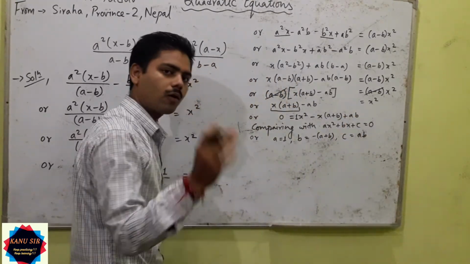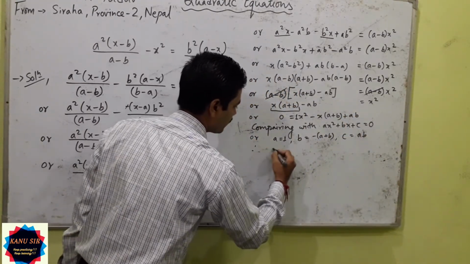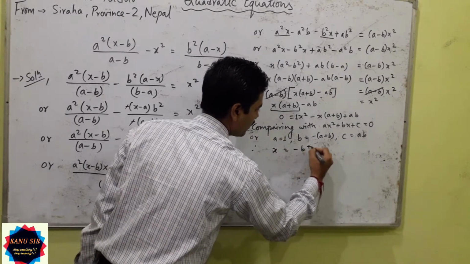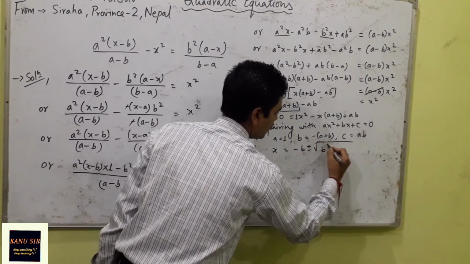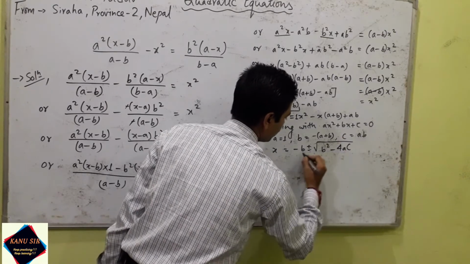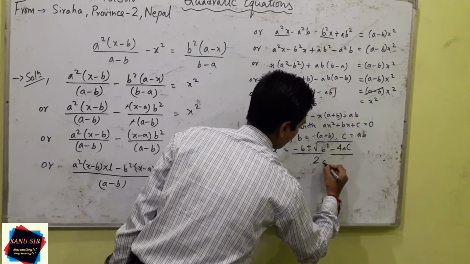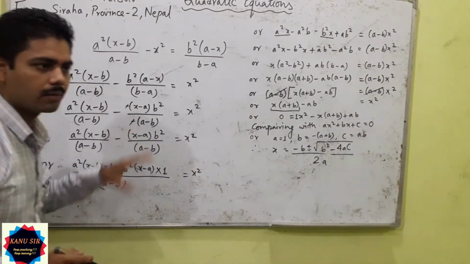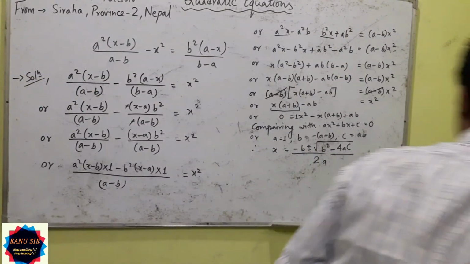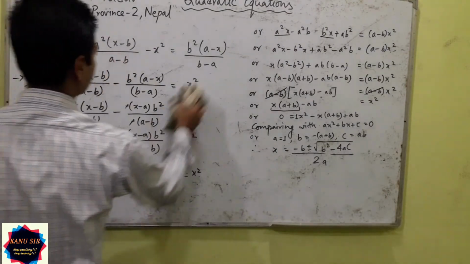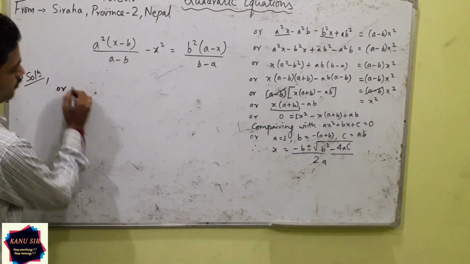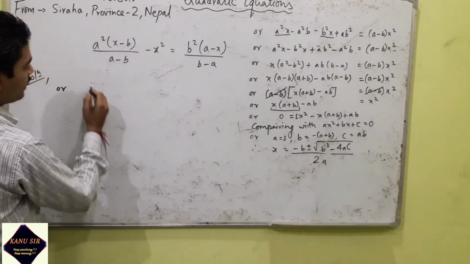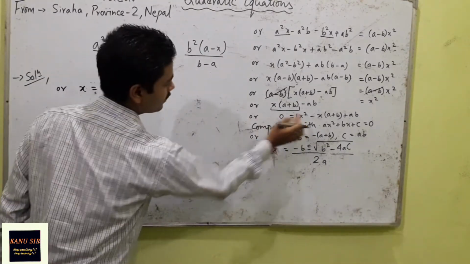Now you must know the formula of the quadratic equation, that is x equals minus b plus minus under root b square minus 4ac upon 2a. Now I want to erase this area. I need a space to write, for placing the values of a, b, c from the given equation here.